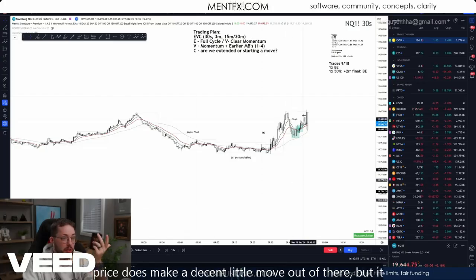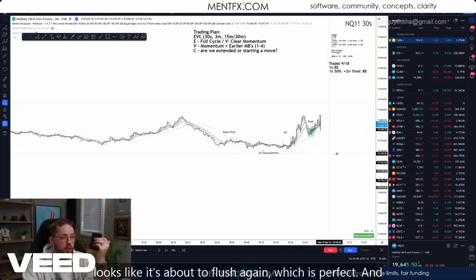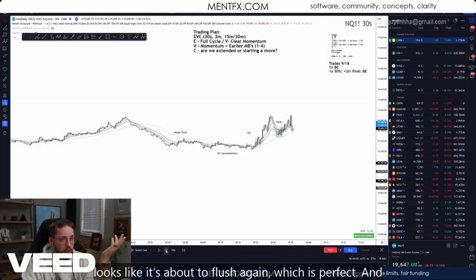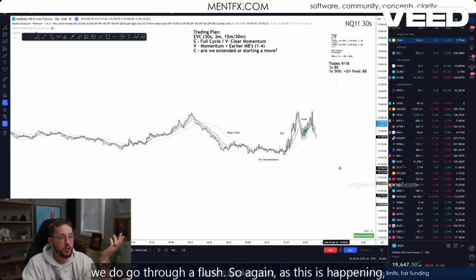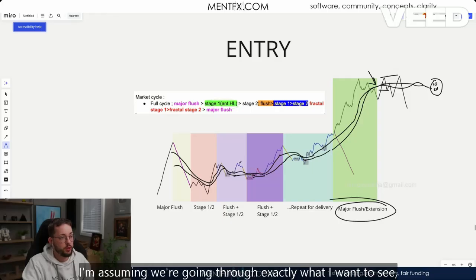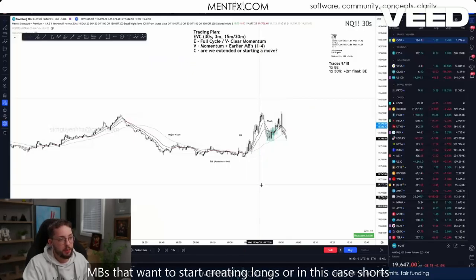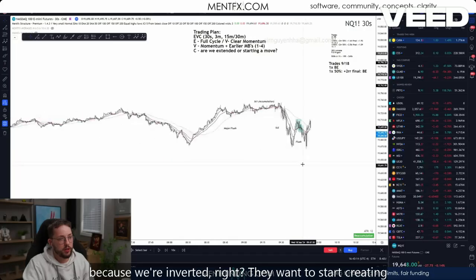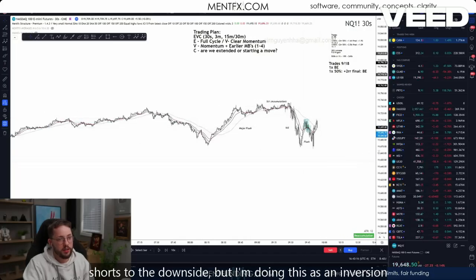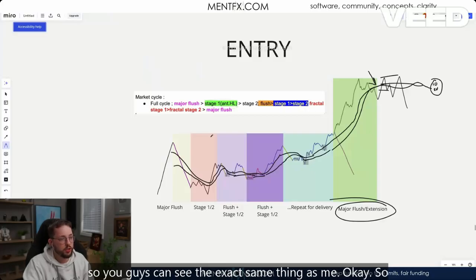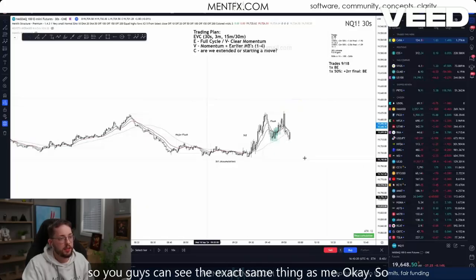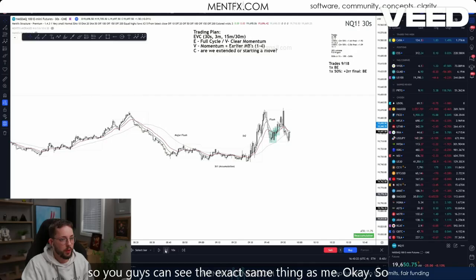So price does make a decent little move out of there, but it looks like it's about to flush again, which is perfect. And we do go through a flush. As this is happening, I'm assuming we're going through exactly what I want to see, which is this right here. And the next step is building up MBs that want to start creating longs, or in this case, shorts, because we're inverted. That want to start creating shorts to the downside. But I'm doing this as an inversion so you guys can see the exact same thing as me.